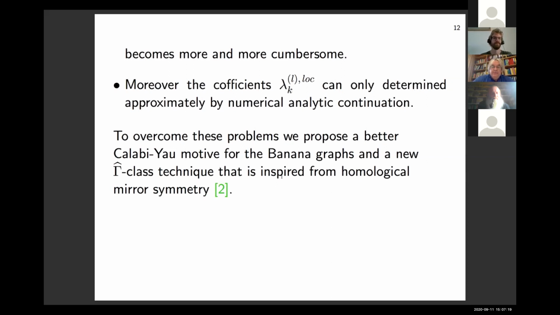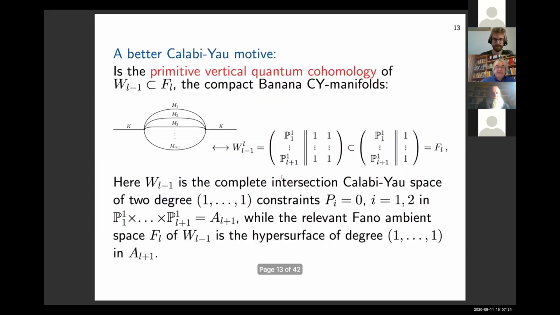So to overcome these problems that I mentioned, we propose a better Calabi-Yau motif for the banana graph and new gamma hat classes. And these are inspired from homological mirror symmetry and will solve the problem very, very beautifully, I think. So what is the better Calabi-Yau motif? Well, if you look at the Feynman graph, then you look at the mirror of the Feynman graph. This I call W_{L-1}. And this is embedded in the Fano variety. And what I want to propose is basically a Calabi-Yau, which is written in this form.